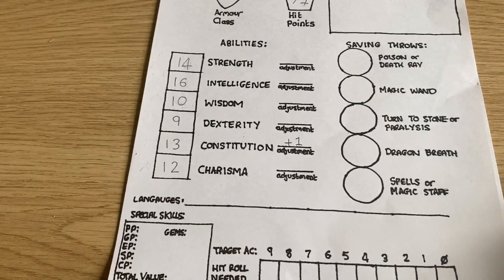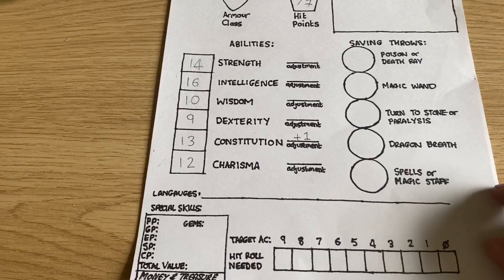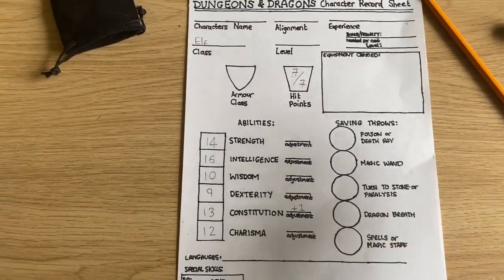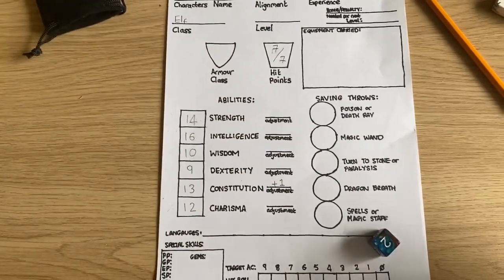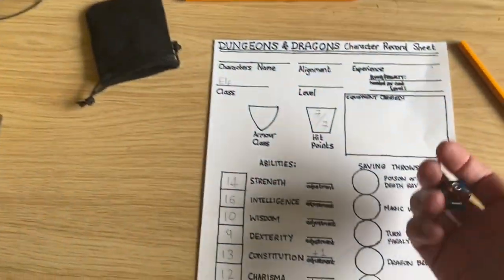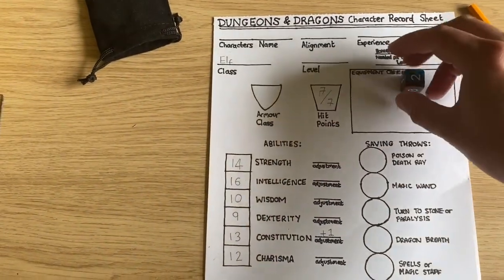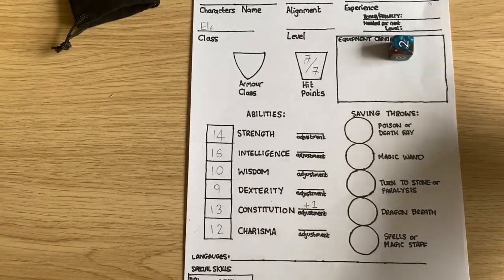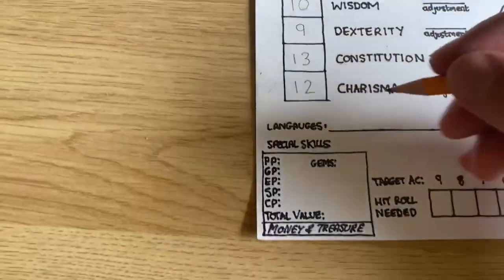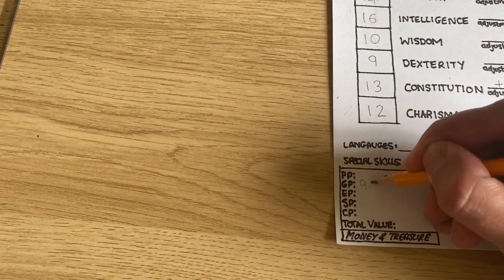The next step in the process is to roll to see how many gold pieces we start with. So to do this, we roll 3d6. We got a 2, 5, 9, and then we multiply the result by 10. So that gives us 90 gold pieces. So we will fill our 90 gold pieces in there.